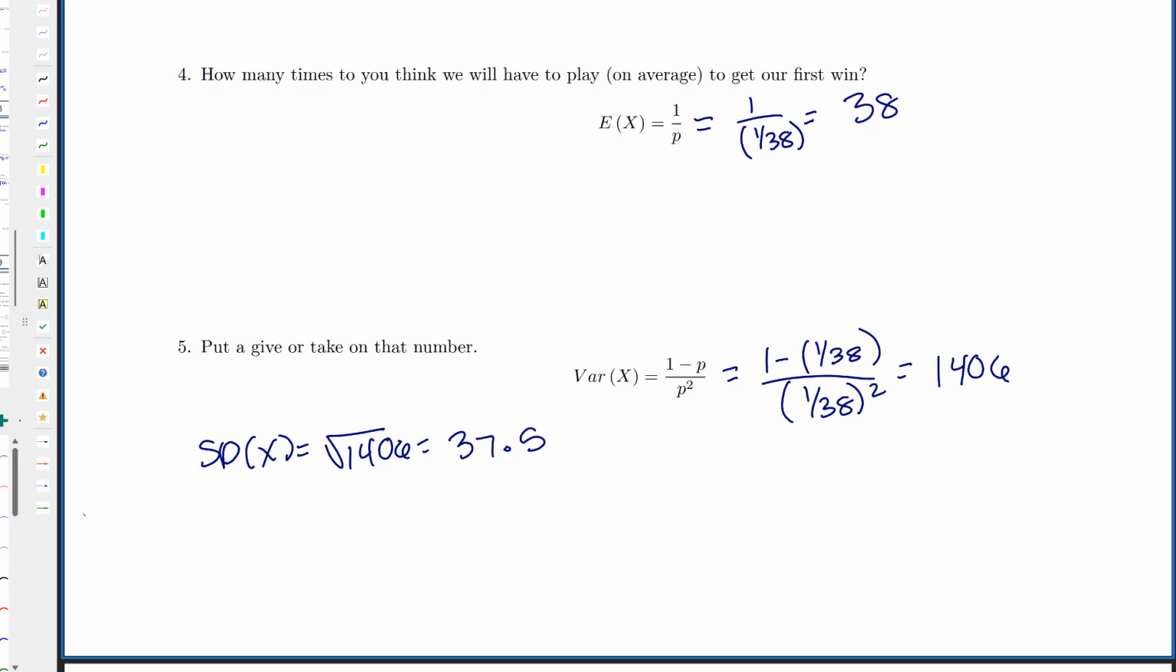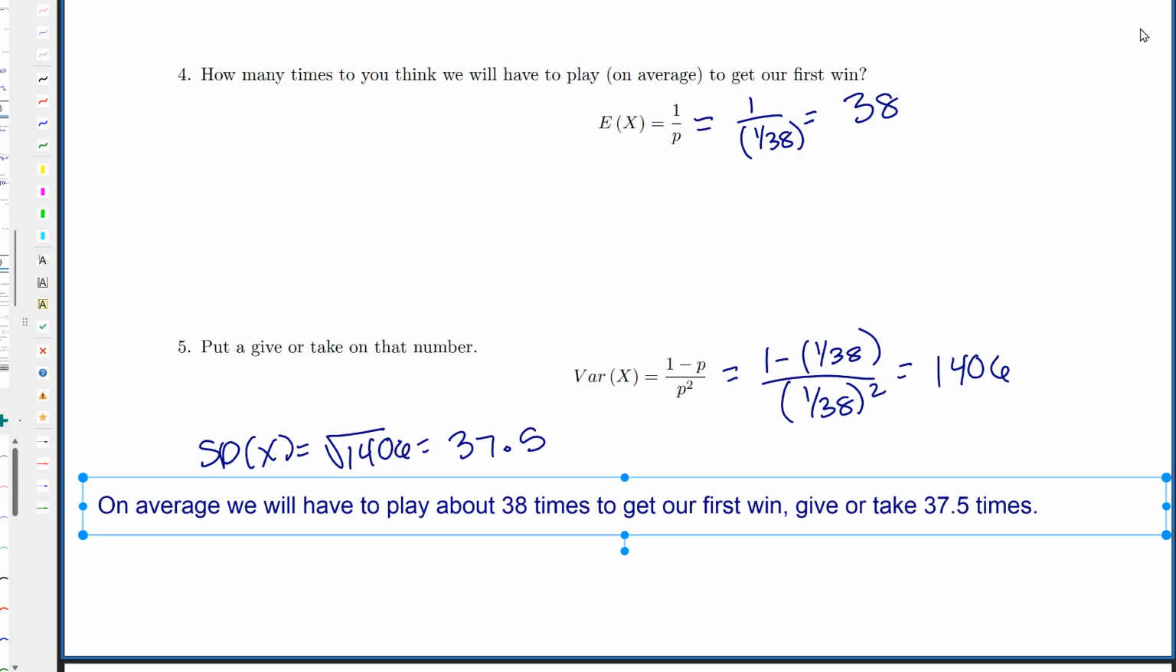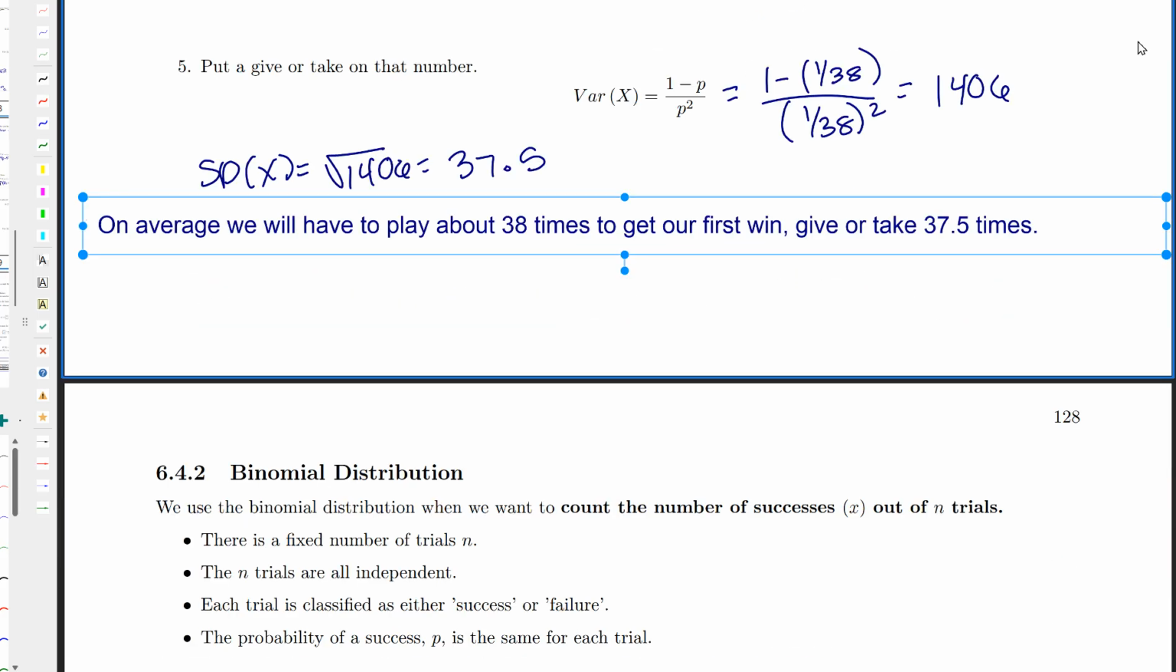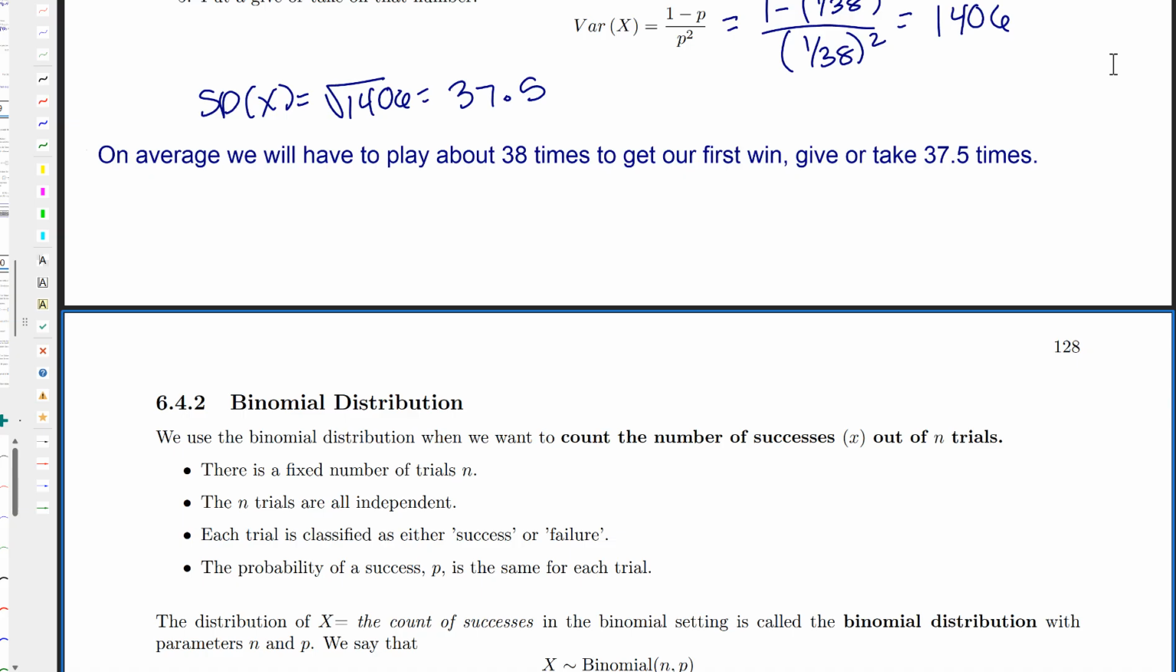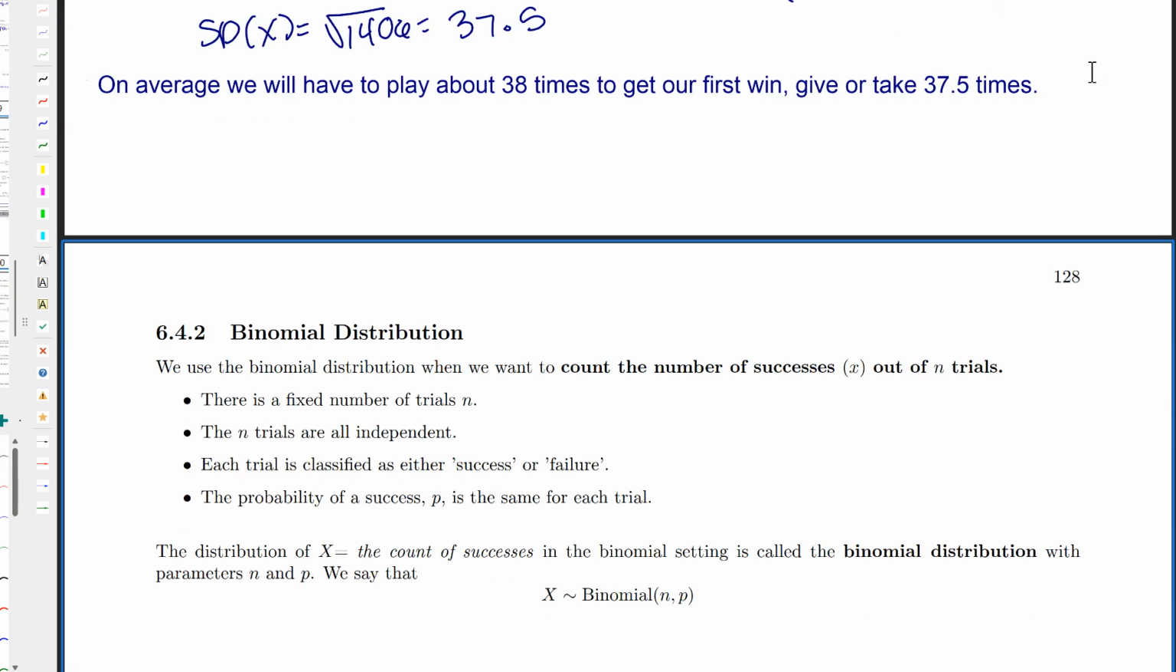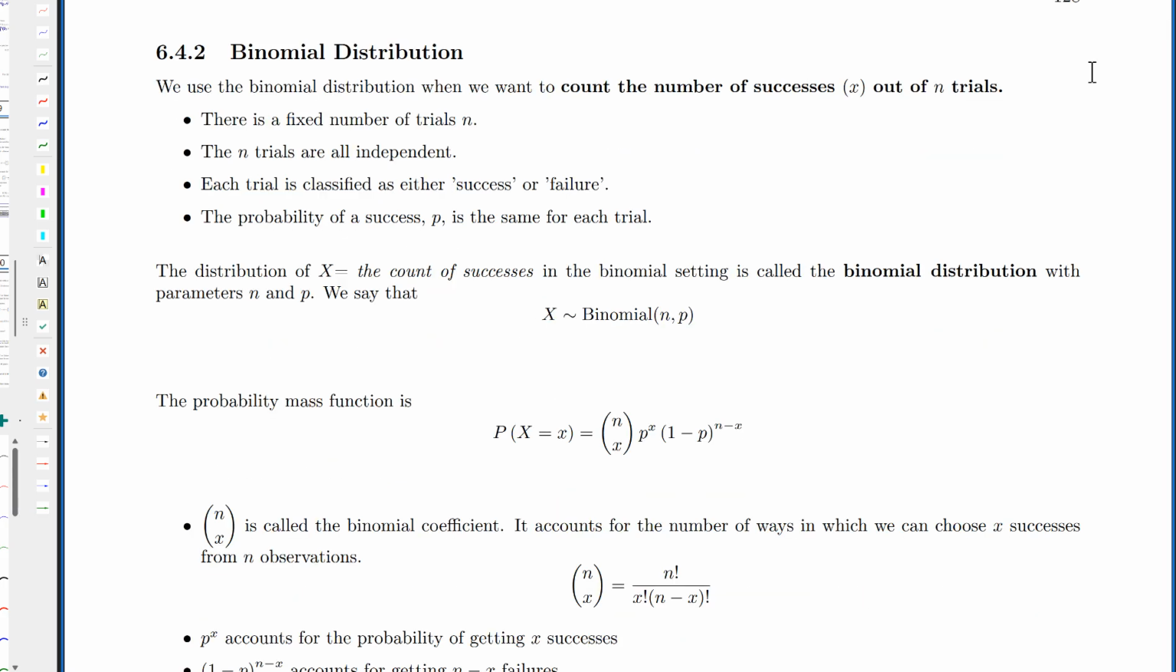So what this means is, on average, we'll have to play about 38 times to get our first win, give or take 37.5 times. So that's our geometric distribution. It takes us up to our first win, or our first success. The other one that's very common, much more common actually, is called the binomial distribution.